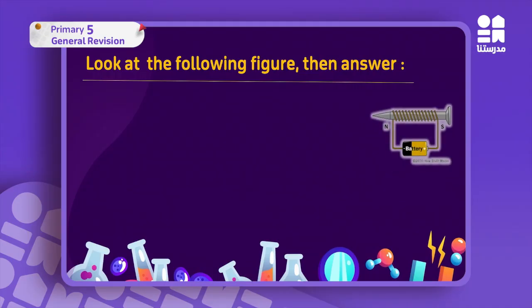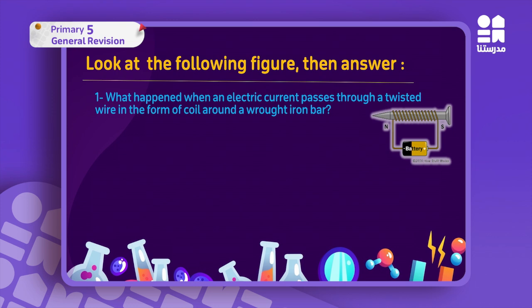Another question, look at the following figure, then answer. We have a picture or a figure for something. We call this electromagnet. Yes, perfect. The electromagnet consists of a battery, electric wire, and iron or soft iron or wrought iron. So what happens when electric current passes through a twisted wire in the form of a coil around a wrought iron? What will happen to the iron bar? So the iron bar becomes a temporary magnet called electromagnet. هيتحول لmagnet مؤقت اسمه temporary magnet.